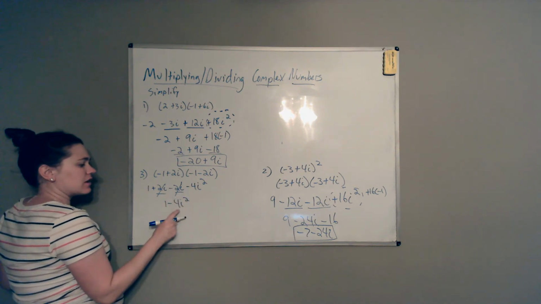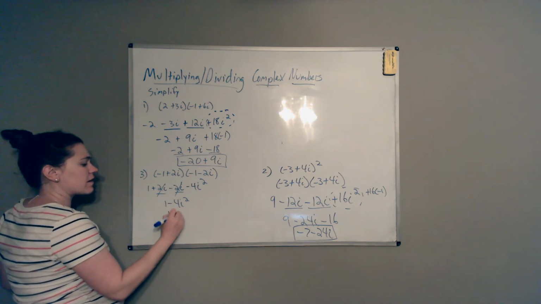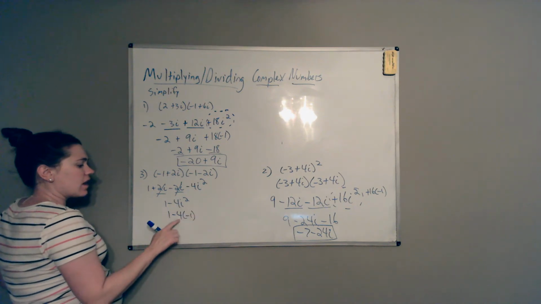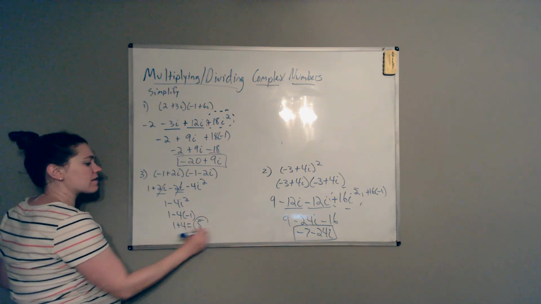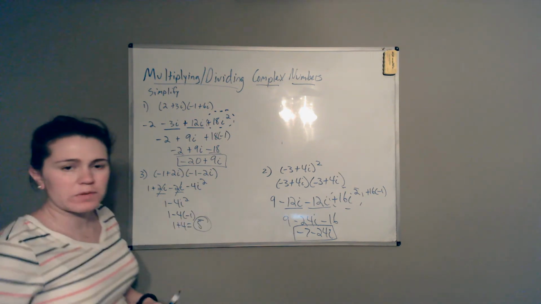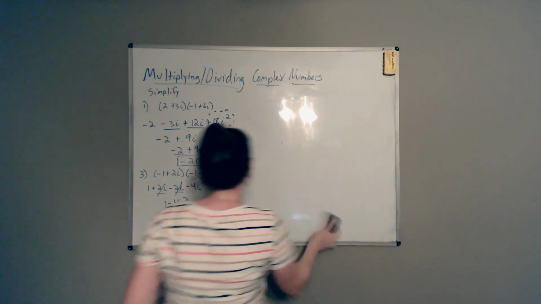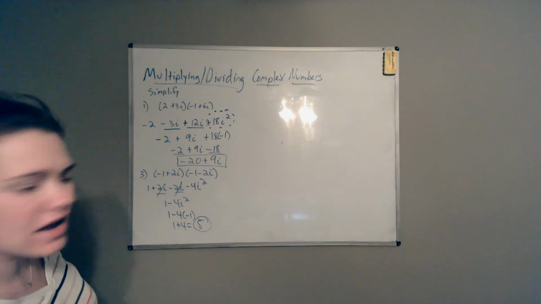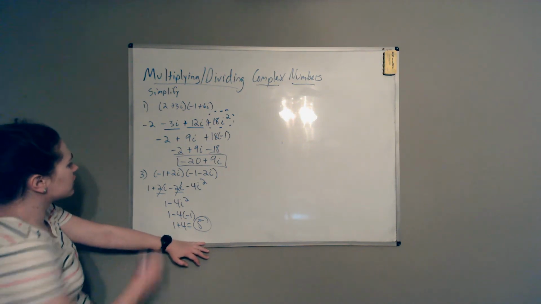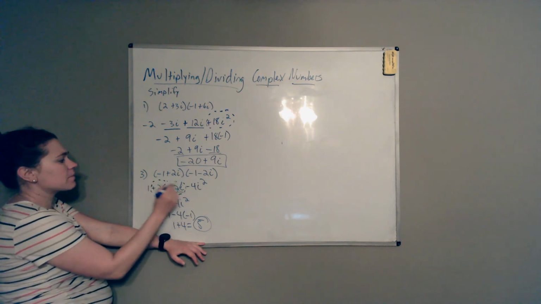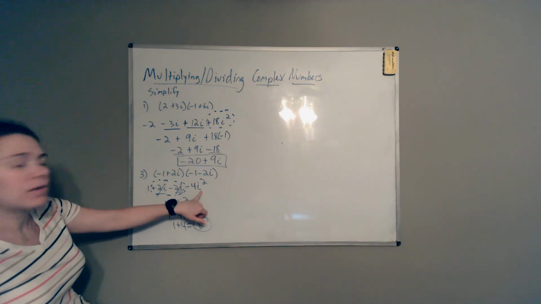We need to simplify this. 4i squared is 4 times negative 1. This is 1 minus 4 times negative 1. Negative 4 times negative 1, that's 1 plus 4. That's 5. This ends up simplifying to be the real number of 5. The product of negative 1 plus 2i and negative 1 minus 2i ends up being a real number of 5. And that is because our two imaginary terms canceled each other out, and because we had i squared, it became a real number.